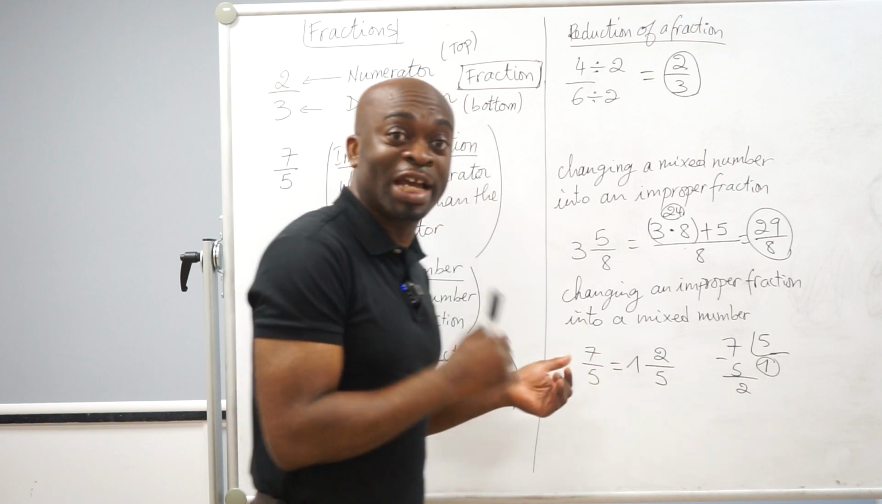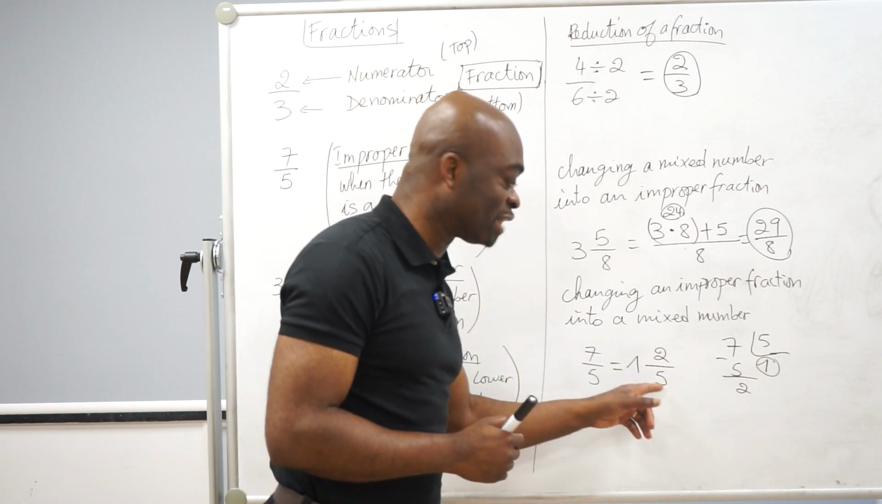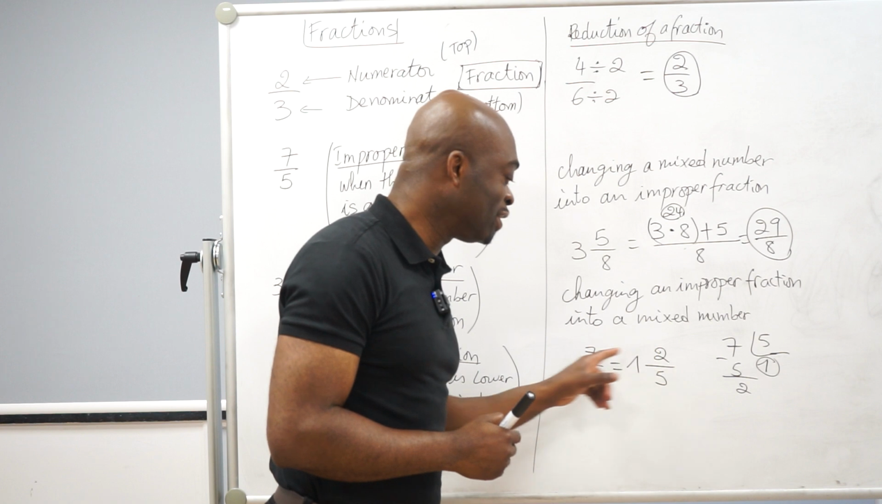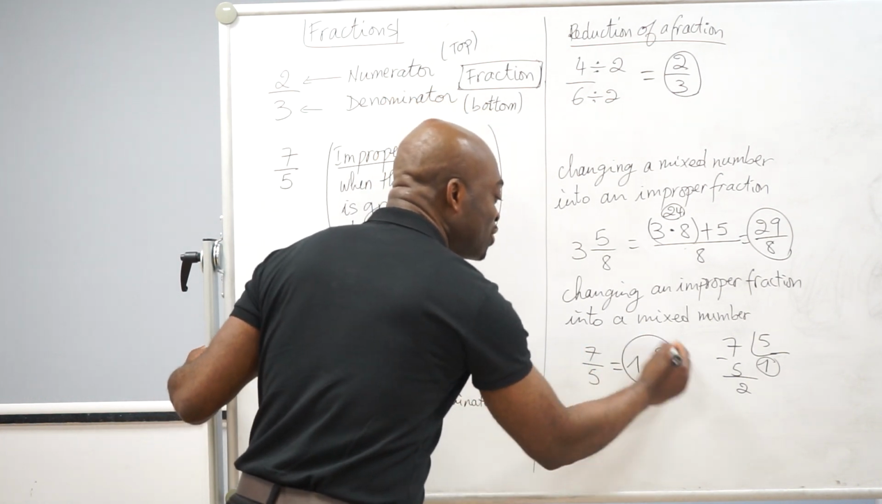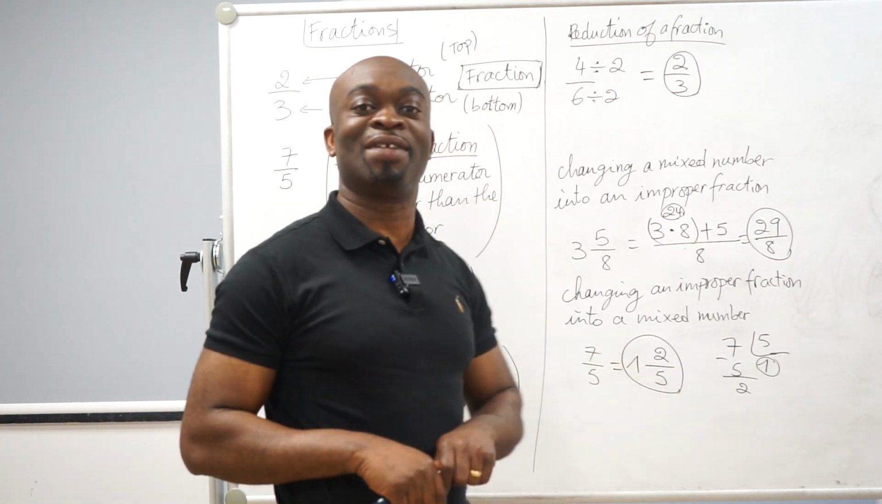So when you check it very quickly, what happens? 1 times 5 is 5, and 5 plus 2 is 7. So it's 7 over 5. And then this is your final answer, ladies and gentlemen. Okay? We're good.